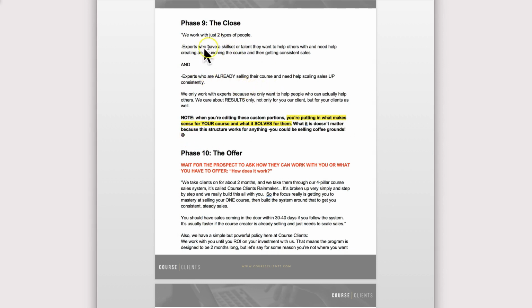Like for us, we work with 2 types of people, right? Experts who have a skill set or talent they want to help others with, and need help creating and launching the course and then getting consistent sales, and experts who are already selling their course and need help scaling sales up consistently. We only work with experts because we only want to help people who can actually help others. We care about results only, not only for you, our client, but for your clients as well. Notice the verbiage: not only for you, our client. It already puts it in their mind that they're our client.